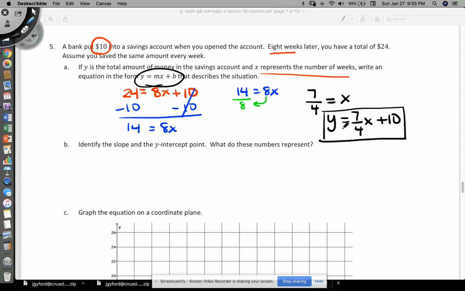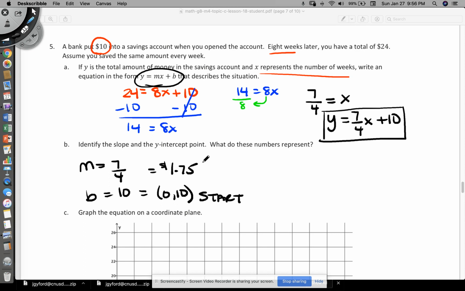Now, B says, identify the slope and the y-intercept. All right, well, that's easy. Our slope is 7/4, and our y-intercept is going to be 10, which we're going to write as 0, 10. 0, 10 is our start. This is what we started with or where we're going to start the graph. 7/4 is $1.75. That represents the $1.75 if you divided that out. And then I'm going to let you go ahead and graph it, and I'll meet you on D.